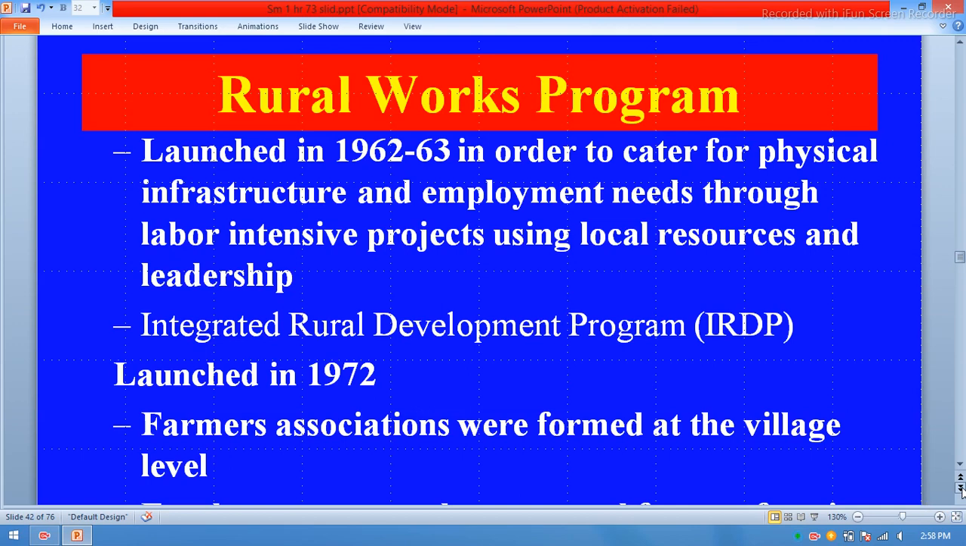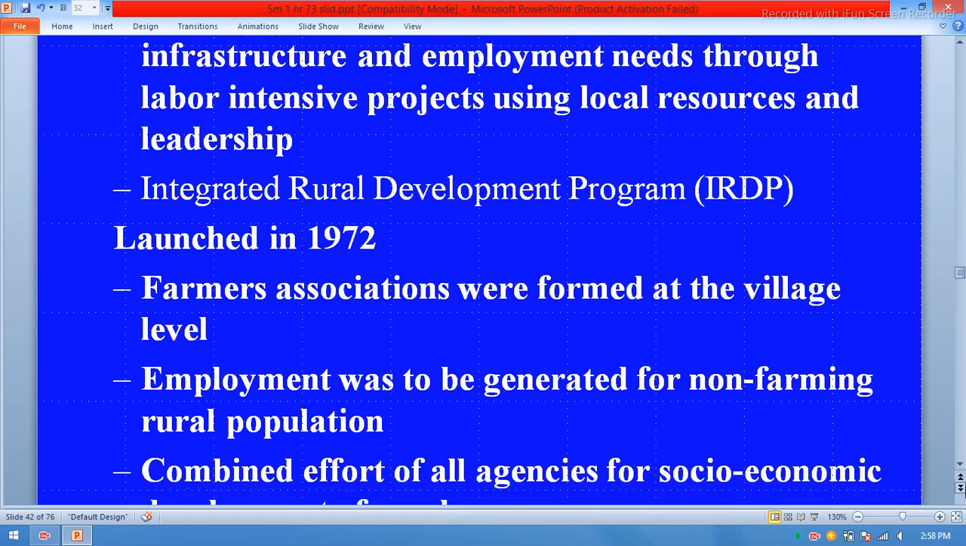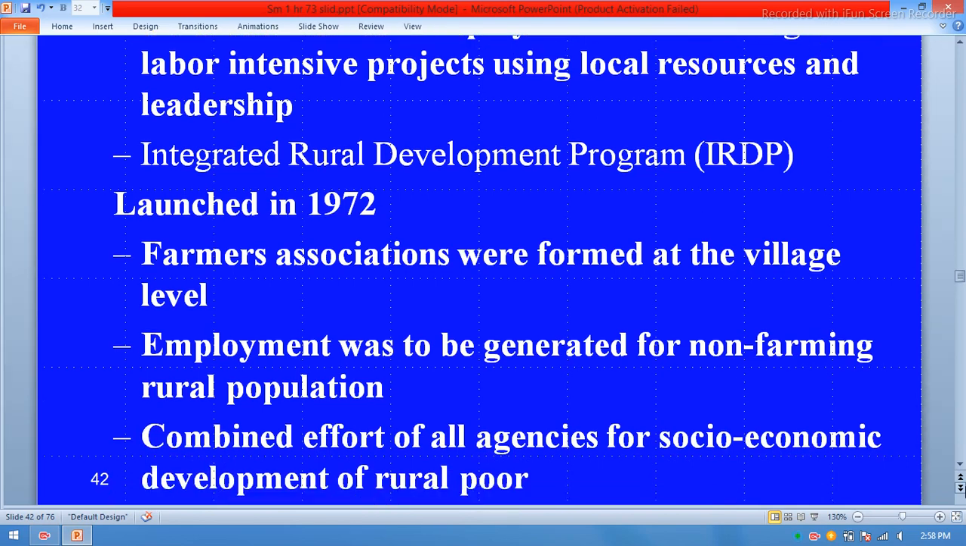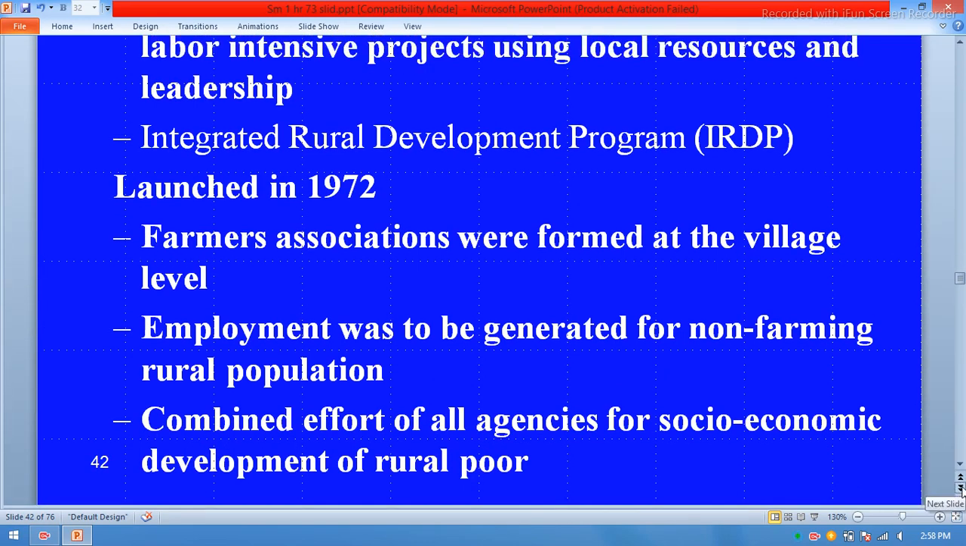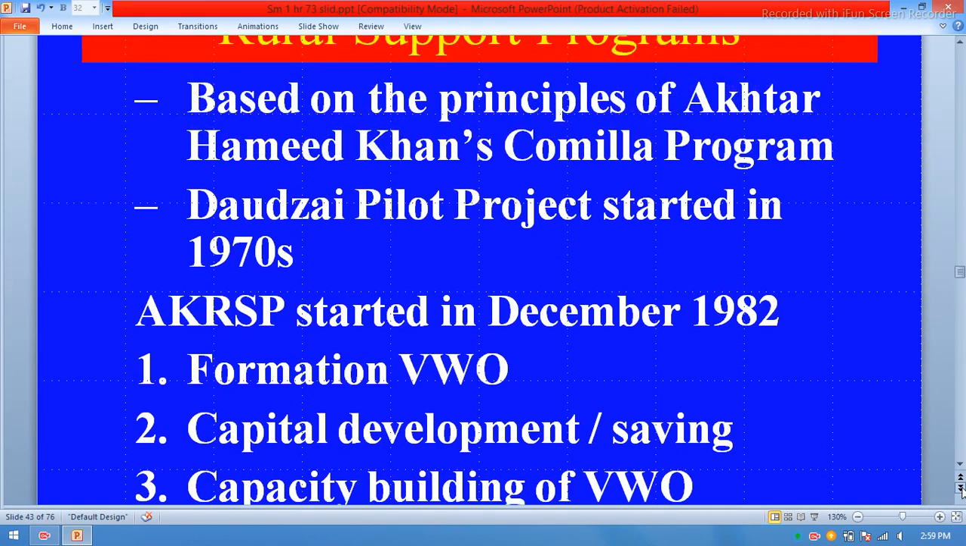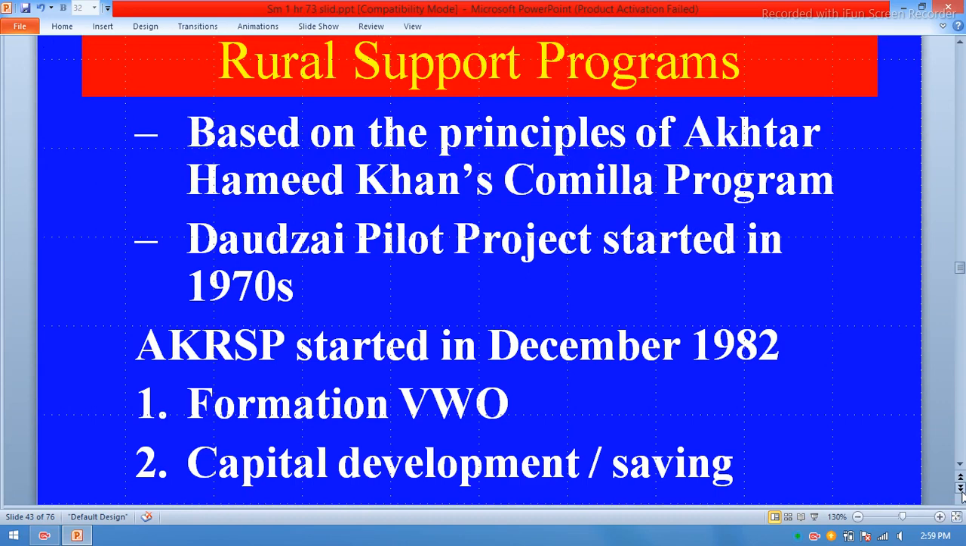The Integrated Rural Development Program, IRDP, was launched in 1972. Farmer associations were formed at village level. Employment was to be generated for the non-farming rural population, with combined efforts of all agencies for the socio-economic development of the rural poor, based on the principles of Akhtar Hamid Khan's Comilla program. The Orangi pilot project started in the 1970s.